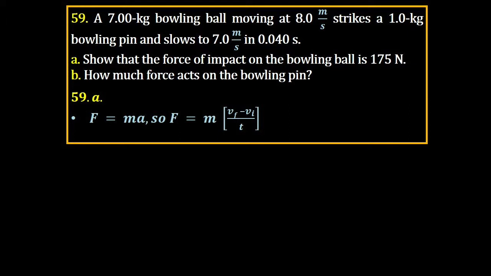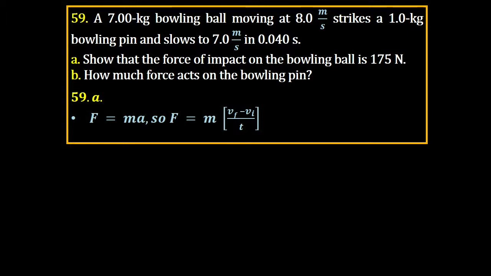Okay, here's the first one. F equals MA, so F equals M times the change in velocity over time, which is good. And then what's next? As they say, the plot thickens. Okay, do you get that first part? We're just splitting up A into VF minus VI over T.